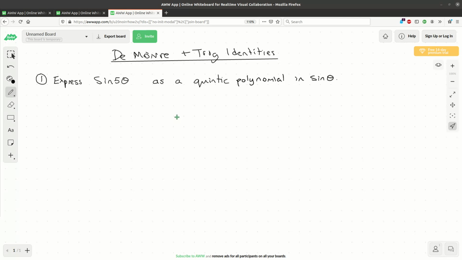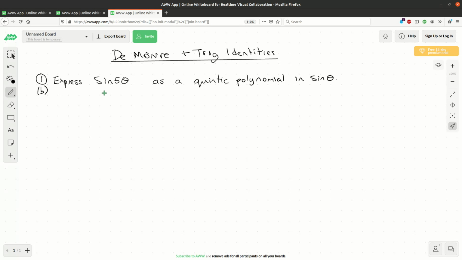Now, these kind of questions can look really similar, but they have quite different techniques for solving. This is question 1. I've put it in a bit of a snazzy way, though: express sine 5 theta as a quintic polynomial in sine theta. In other words, I'm going to have a trigonometric polynomial of order 5 using just sine theta as my variable.